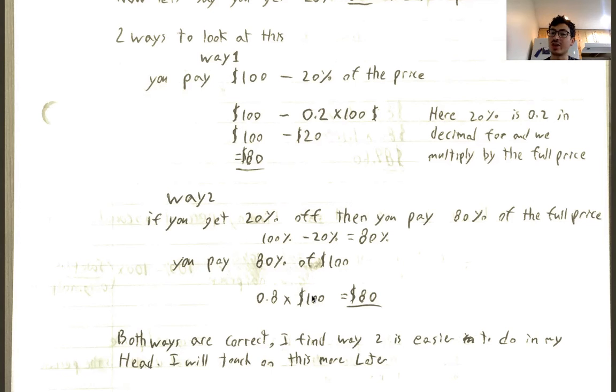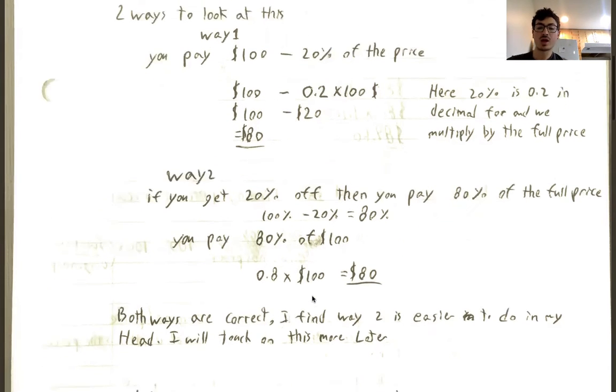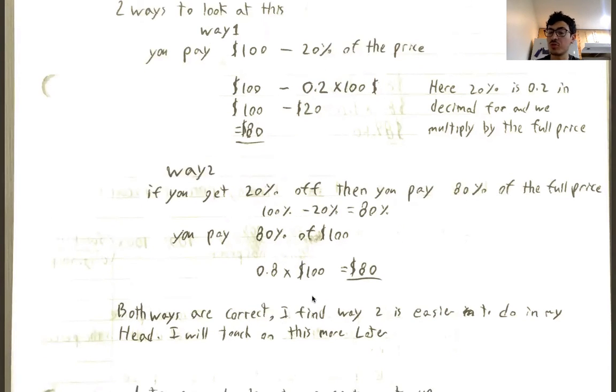percent off we get. So we can figure out how much percent off we get first, or we can figure out how much money we get off. Both work. So I find method 2 a bit easier if I'm doing mental math.